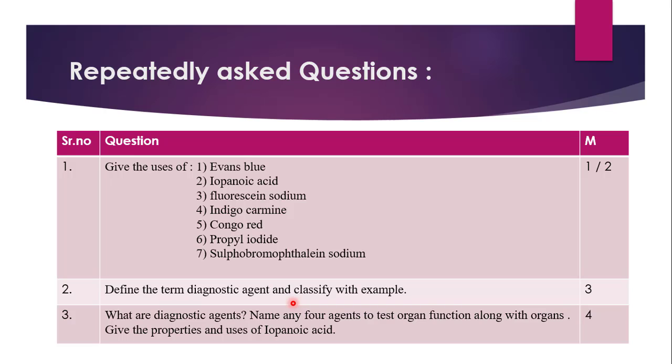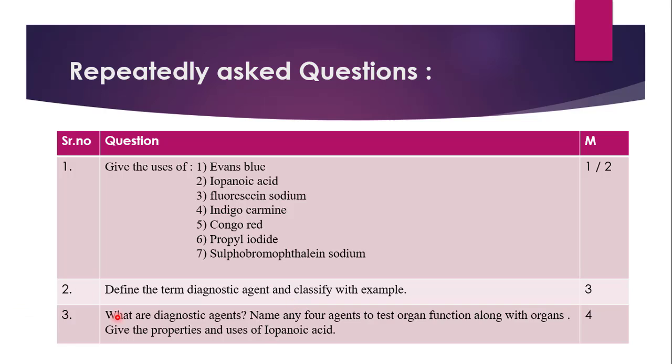And you are supposed to give the examples along with the 3 classes: radio opaque contrast agents, compounds used to test the functional capacity of the organ, and compounds modifying the physiological functions. It is only mandatory that you should know the examples of compounds modifying the physiological functions. As such, no question is asked in the exam on compounds modifying physiological functions.